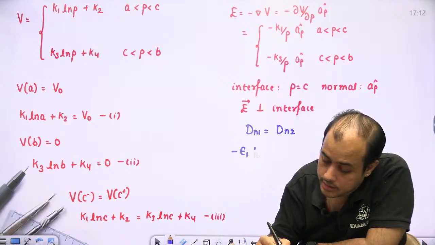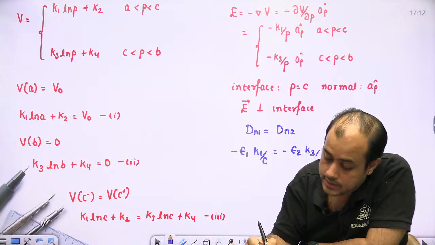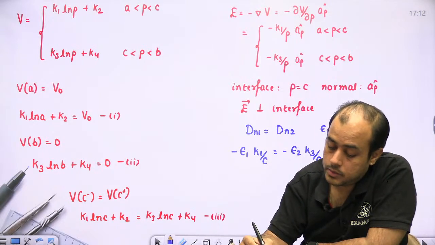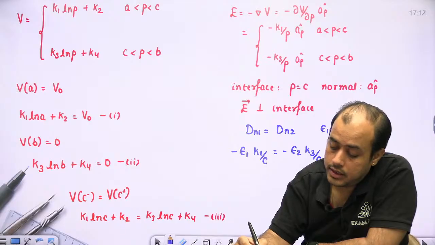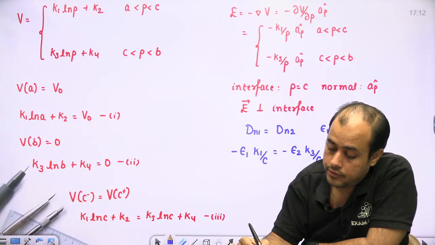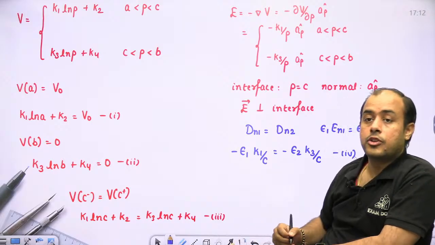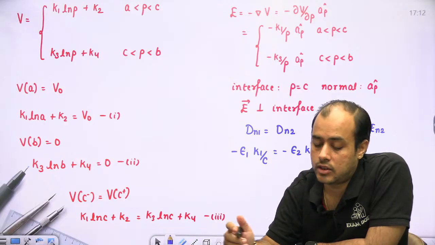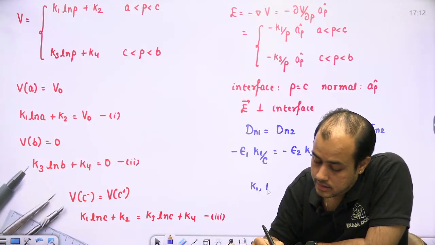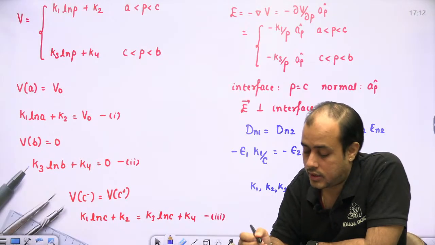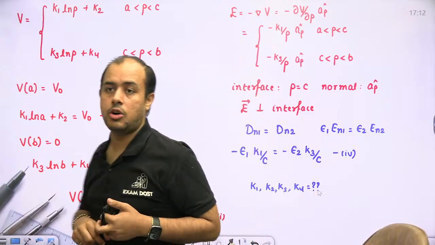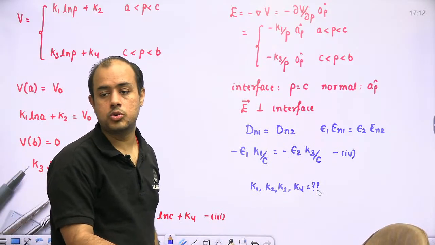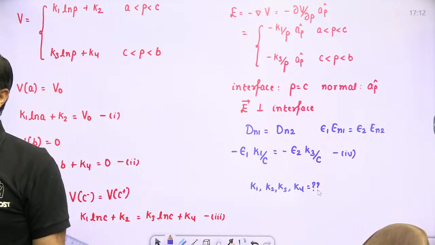Minus epsilon 1 k1 by c minus epsilon 2 k3 by c. Because this becomes epsilon 1 En1 equals epsilon 2 En2. Fourth equation. So from here beta, you need to find the four constants and then you will get all the answers. I wanted to show you how to basically use the Laplace equation. Is the logic clear? How to use the Laplace equation, beta? How to solve? Okay, clear?